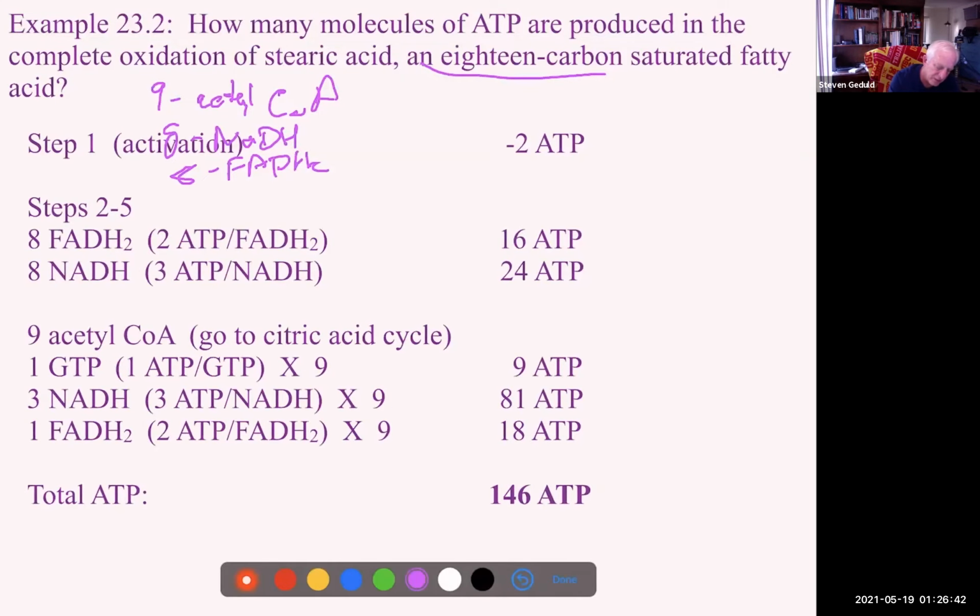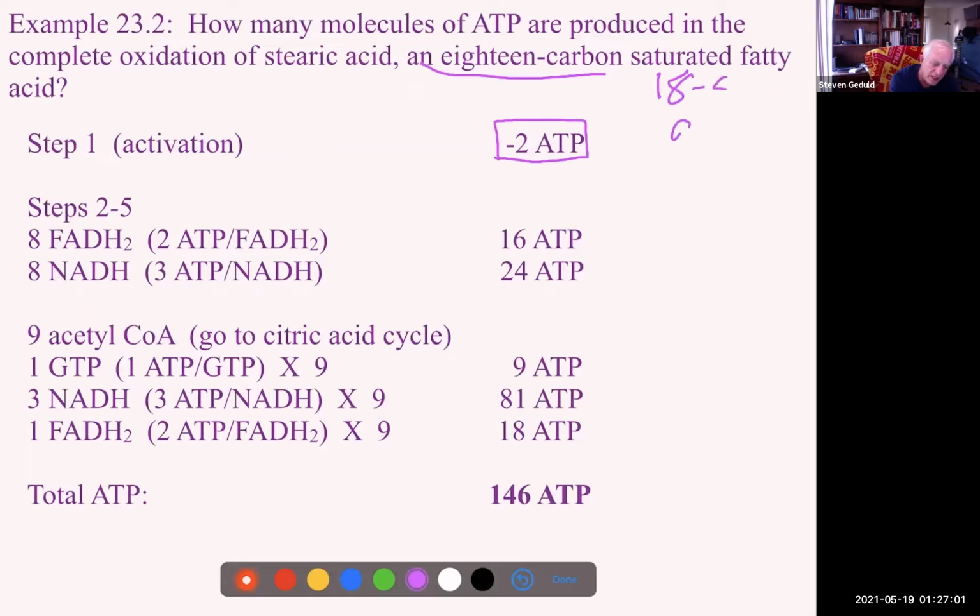So let's get that out of the way here. Remember, we have to activate it first. So our activation is going to be minus 2 ATPs. And then the first step is going to be to break it into 2 carbon sections. You have 18 carbons, so we're going to have 9 acetyl coenzyme A's. Okay. So we have 8 bonds being broken to break it into 2 carbon segments. So we have 8 FADH2s and 8 NADHs.